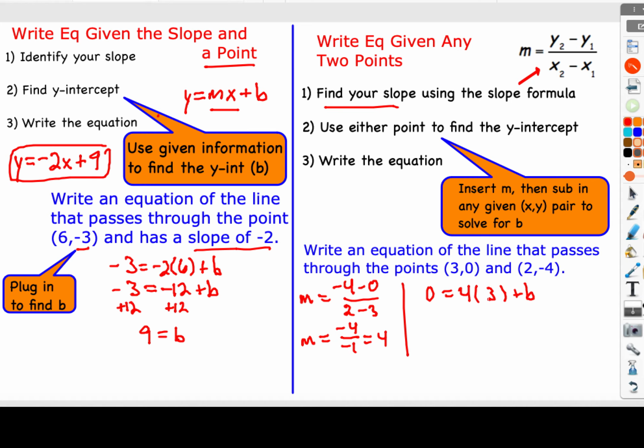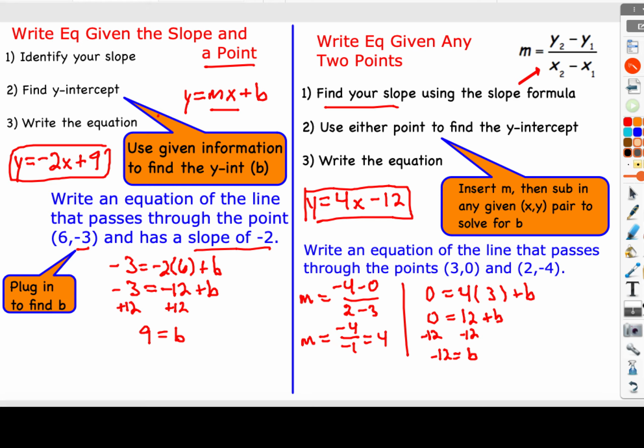You could always say -4 equals 4 times 2. I could insert that other point into my equation, in for x and y. 0 equals 12 then, plus b. And if I subtract 12 from both sides, b equals -12. Since I know m and b, that means that y equals my slope times x plus -12, or basically minus 12, and I've got my equation for my line.